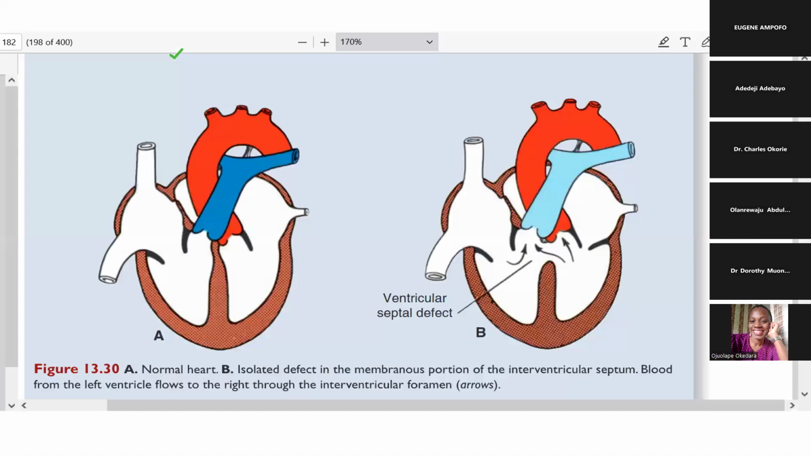In this diagram, the first part shows the normal heart, while the second one, B, shows the isolated defect in the membranous part of the interventricular septum. When we look at it, this place is closed, but looking at this part, there is a defect here, and blood from the right ventricle flows through the interventricular foramen, as indicated in this diagram.